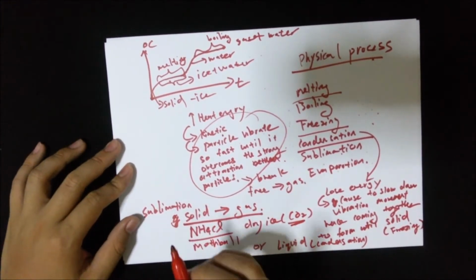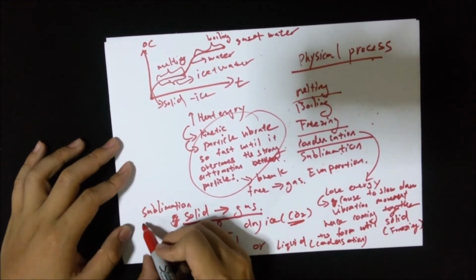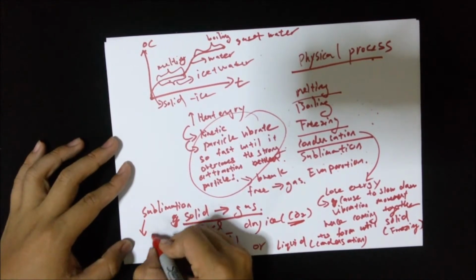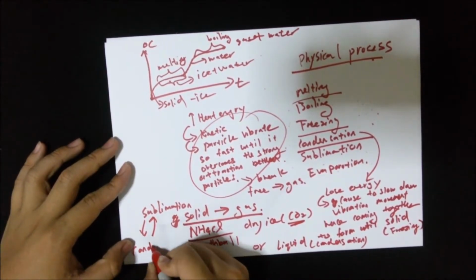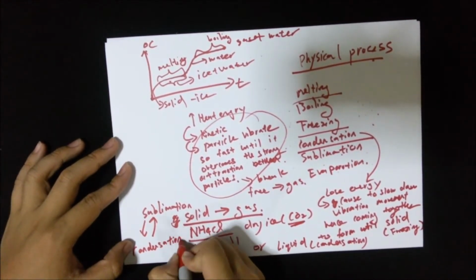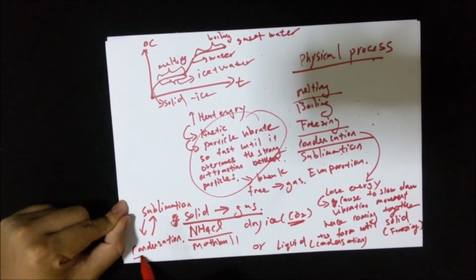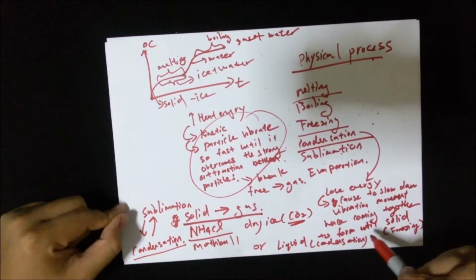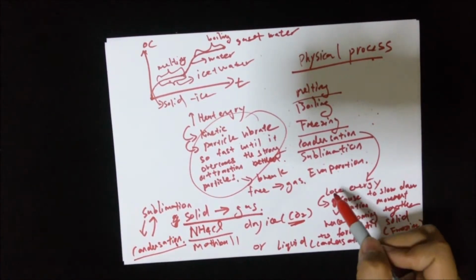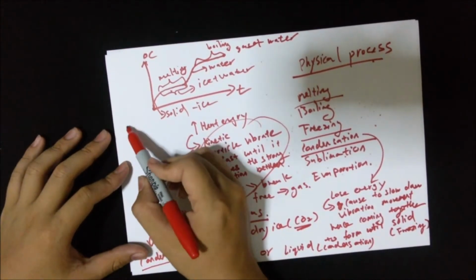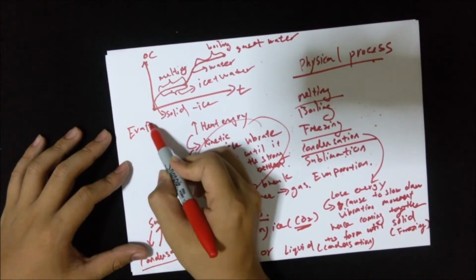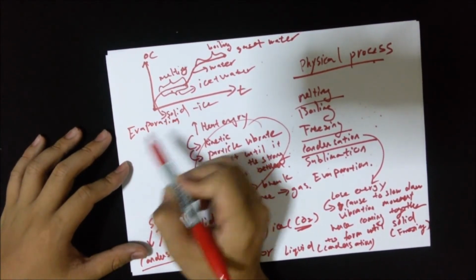And the opposite, the reverse process of sublimation, is actually known as condensation. This is something that a lot of people do not know. So if I want to change gas back into solid, the name is called condensation, which is similar to changing gas back into liquid, also called condensation. So let's talk about the very last process, which is evaporation and how it works.